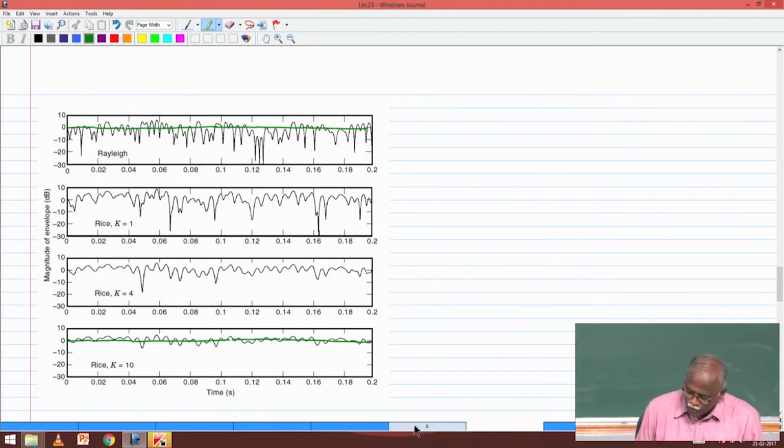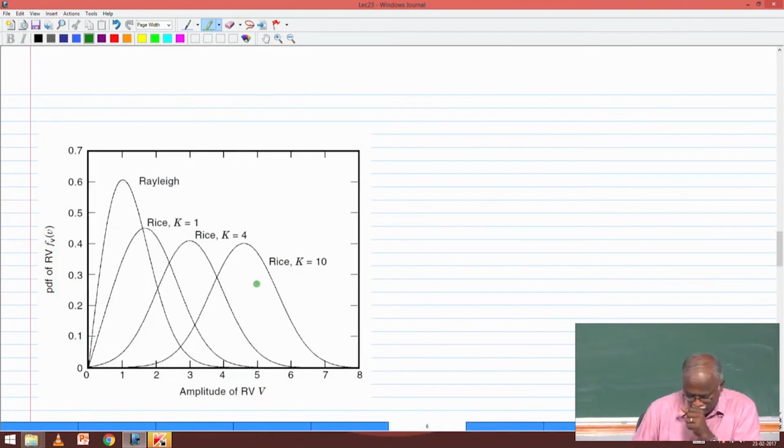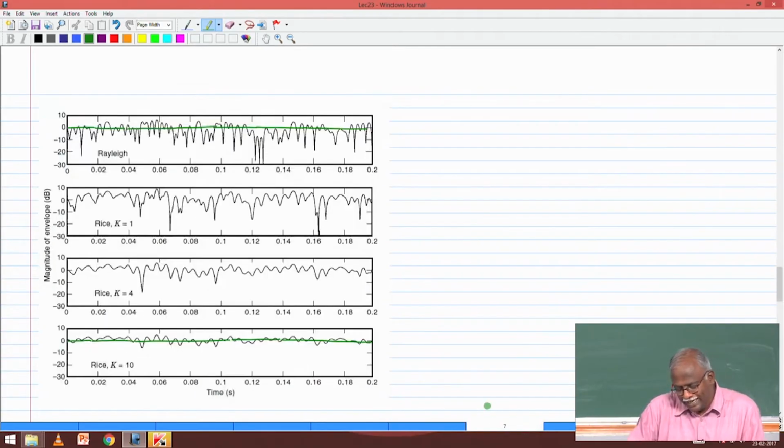Okay? This can also be seen in the PDF where you will find that the dominant part is going to play an important role, and any fluctuations about that, on a log scale, do not look like they are going to be a threat in terms of BER.